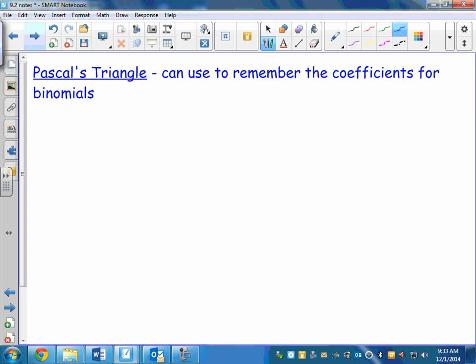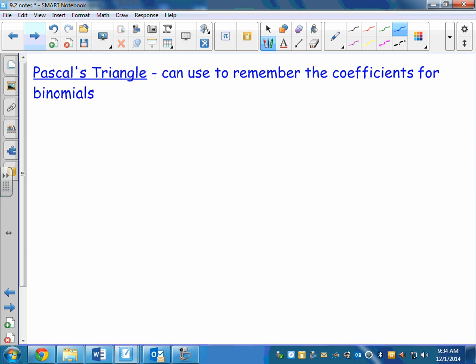Another way that you can do this, and I will tell you on your homework, even if it says use the binomial theorem, on your test, if I want you to expand it, I won't make you do one or the other. You can choose which one you want. I like Pascal's triangle. It's a really easy way to get the coefficients without having to do the combinations every time. But you got to know what Pascal's triangle is.